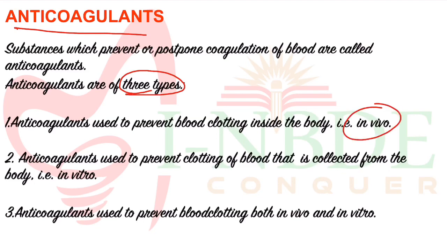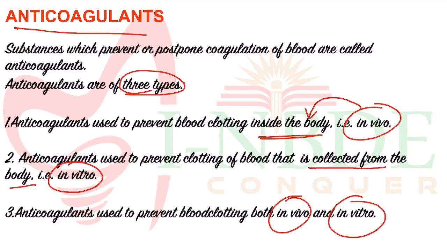They are called in vivo. In vivo means inside the body. That's very important because it's a question regularly asked: what is in vivo? In vivo is inside the body. And the anticoagulants which prevent clotting of blood collected from the body, meaning outside the body, are called in vitro. In vitro is outside the body, in vivo is inside the body. And the anticoagulants which prevent clotting both inside and outside are called in vitro and in vivo.